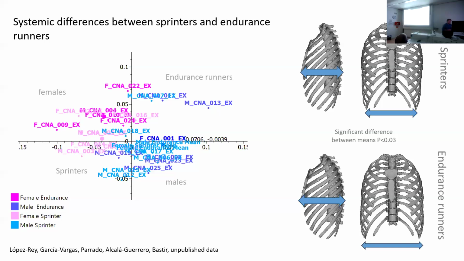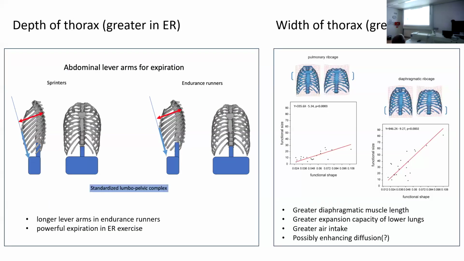This is actually work that's in progress currently, but our interpretations for the moment suggest that the biomechanics of this rib cage, particularly in the lateral view, suggest that there is a longer lever arm for the abdominal muscles to pull the rib cage down in a forced expiration if we compare that to the sprinters. And so we think that there is the capacity of a powerful expiration in the long distance runner.